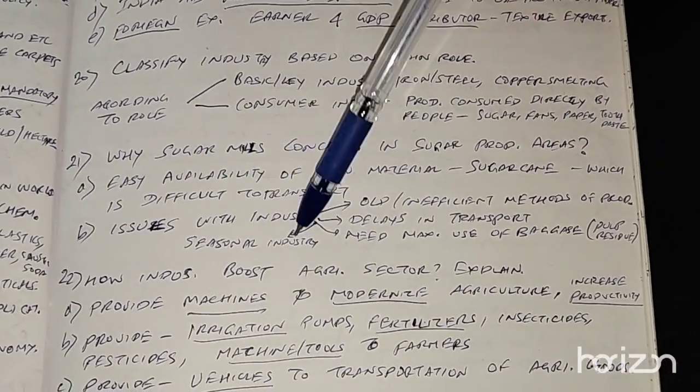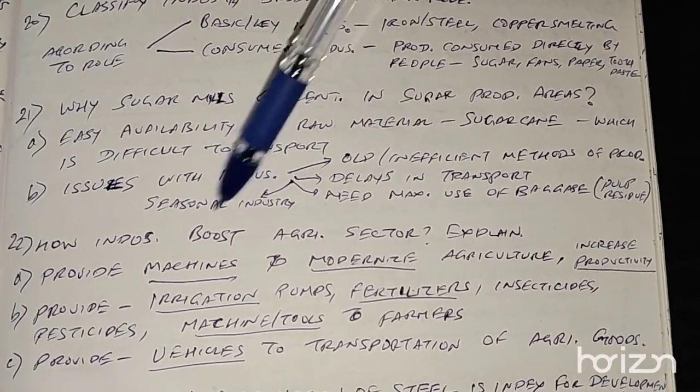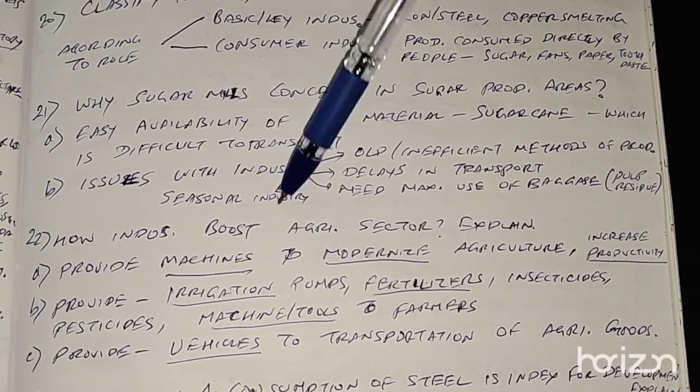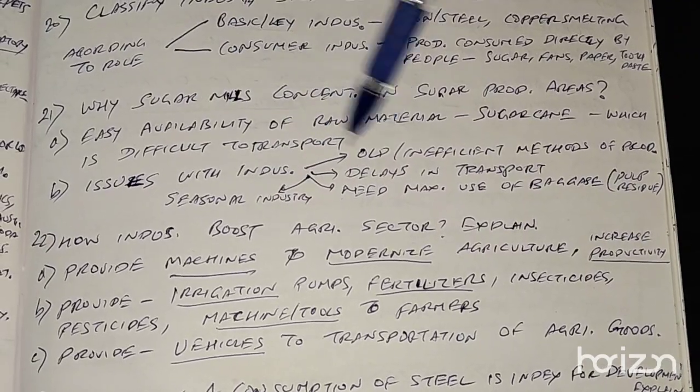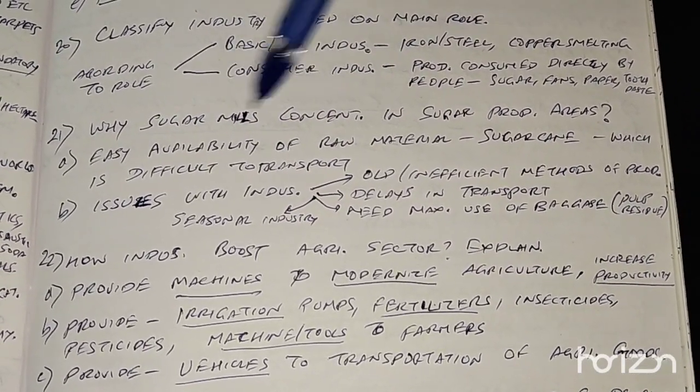Okay, and also it's a seasonal industry. Whenever during the seasons when the sugar cane grows and is harvested, this industry will work, and the rest of the times the industry will move a little bit slow. So these are the issues with the industry which is the sugar mills.